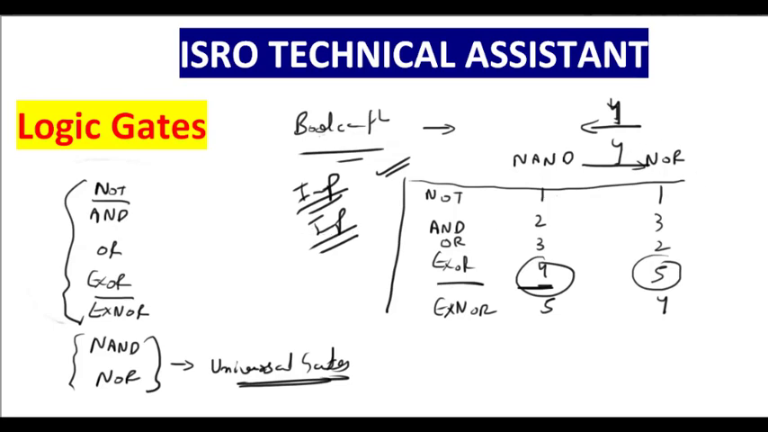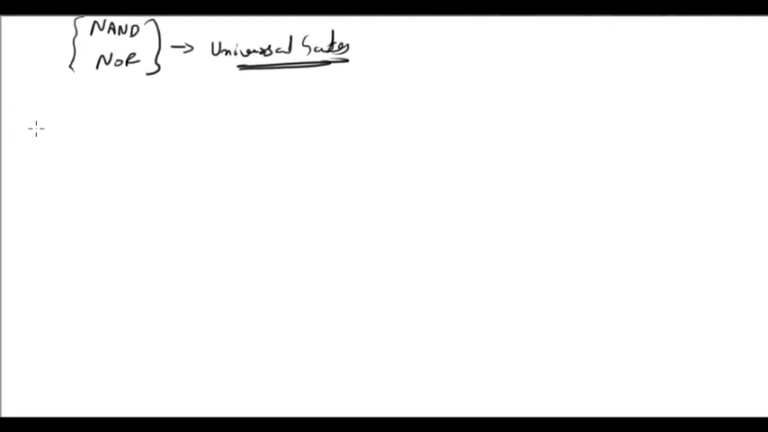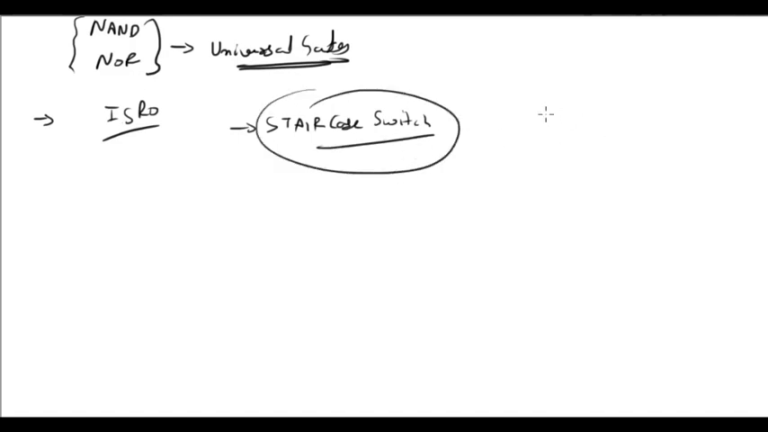Now I will tell you some questions regarding the ISRO exam. First of all, you have seen many questions like the staircase switch. I have to explain this question because I have seen in every electronics exam that this question comes: in a staircase switch, which gate is required? Suppose this is a staircase. In a staircase, one switch is present at the top of the stairs and one switch is present at the bottom of the stairs.